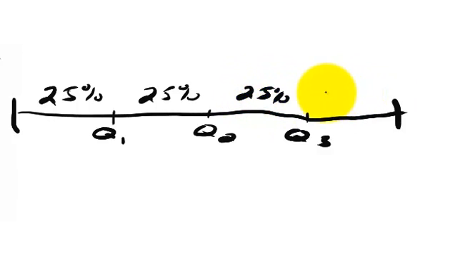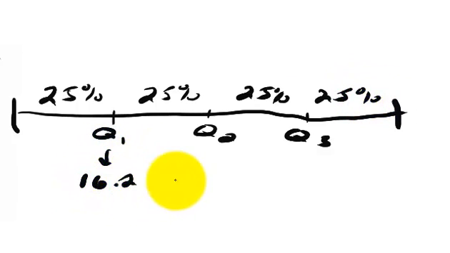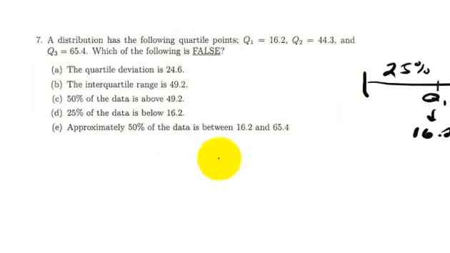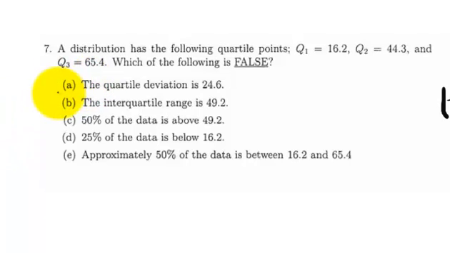Now I actually have numbers for Q1, 2, and 3. So Q1 is 16.2, this is 44.3, and 65.4. Alright, so let's go see which one is false. The quartile deviation is 24.6.